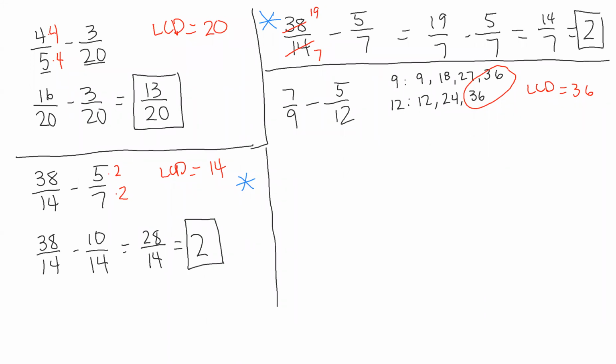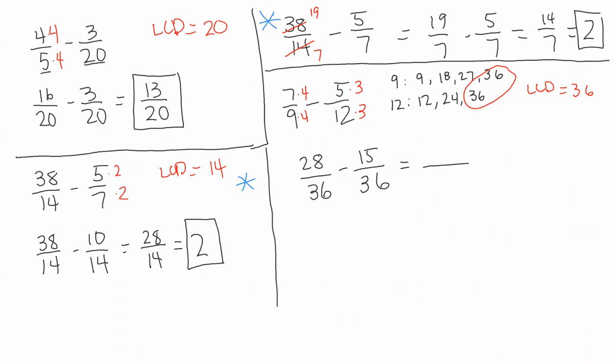All right, so we need to rewrite both of these fractions. 7 over 9, I need to figure out how to rewrite that where 36 is the denominator. Well, I multiply 9 by 4 to get 36. I do the same thing for 7. For 5 over 12, I would multiply by 3 to get 36. So I do the same thing to the numerator. I'm going to rewrite the problem. I get 28 over 36 minus 15 over 36.